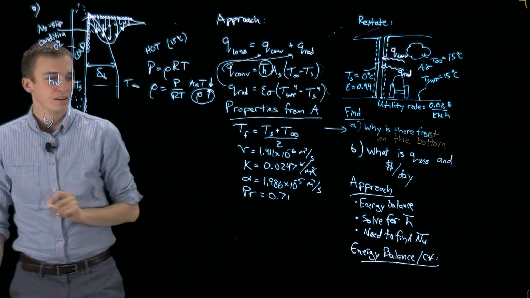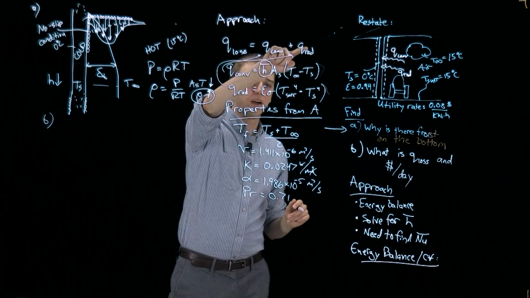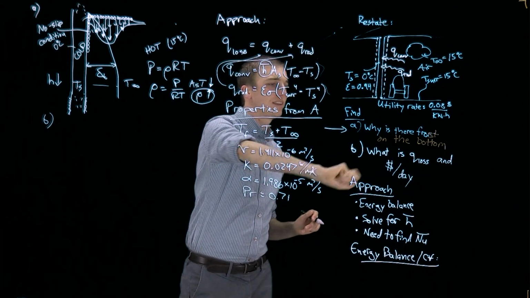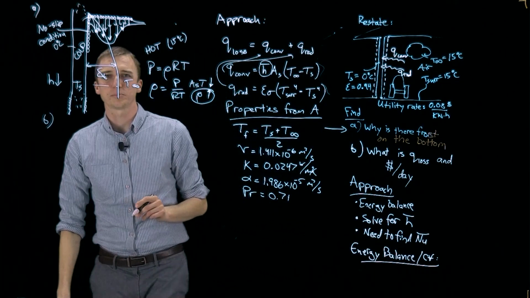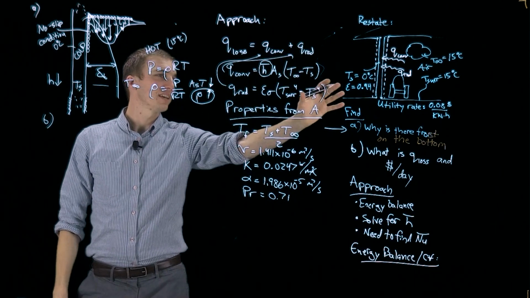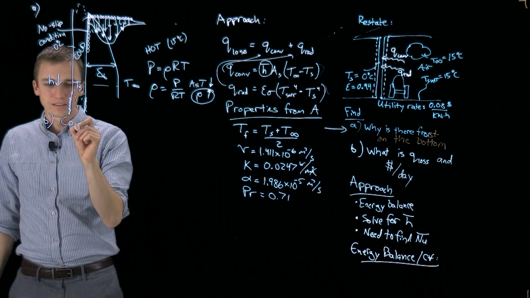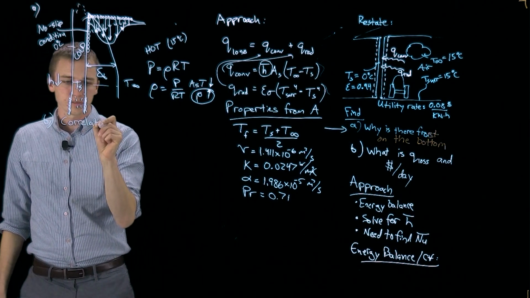Okay, so now that brings us to part B, which is we need to find what our Q loss is and how much it is going to cost us per day. Well, we've already established what Q loss is. We said we need to find H bar, so we need a correlation. So what correlation are we going to use?